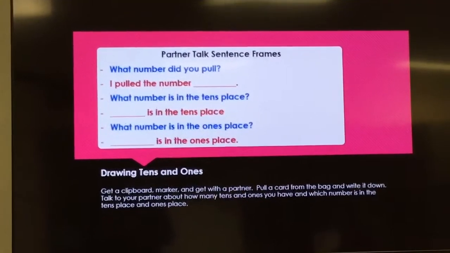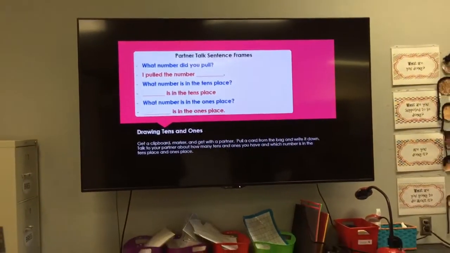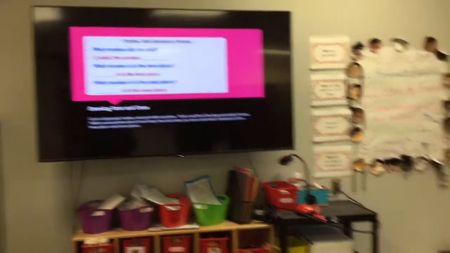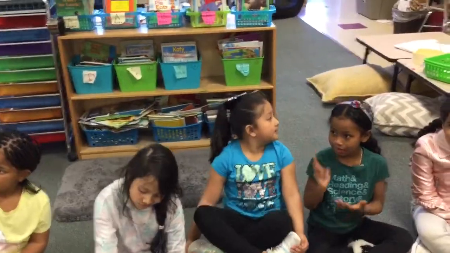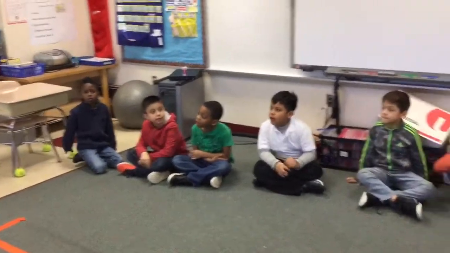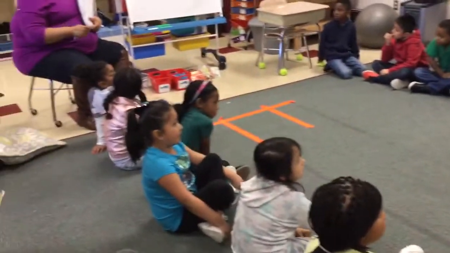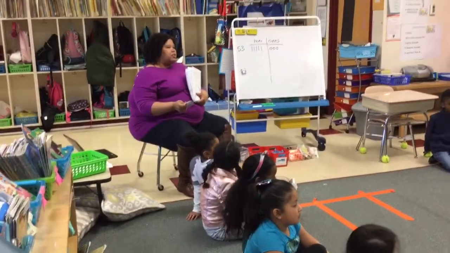Then your blue partner would say, What number is in the tens place? And I would say 8 is in the tens place. Then the blue partner would say, What number is in the ones place? And I would say 0 is in the ones place. Then you would write all your information down, and then it will be the next partner's turn.